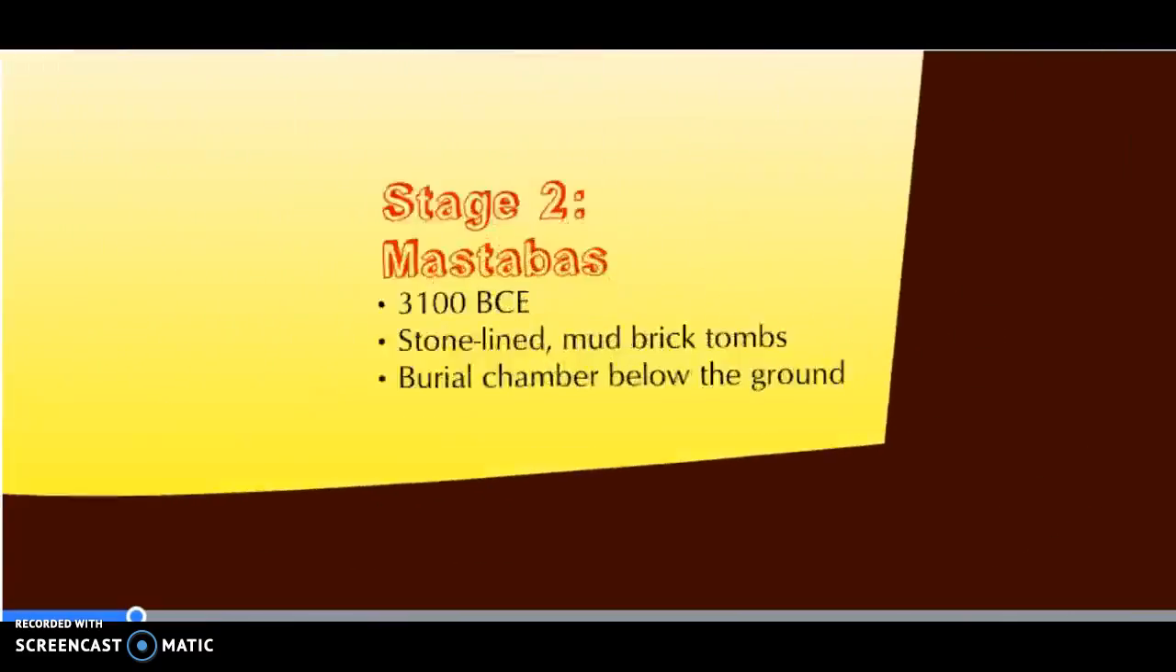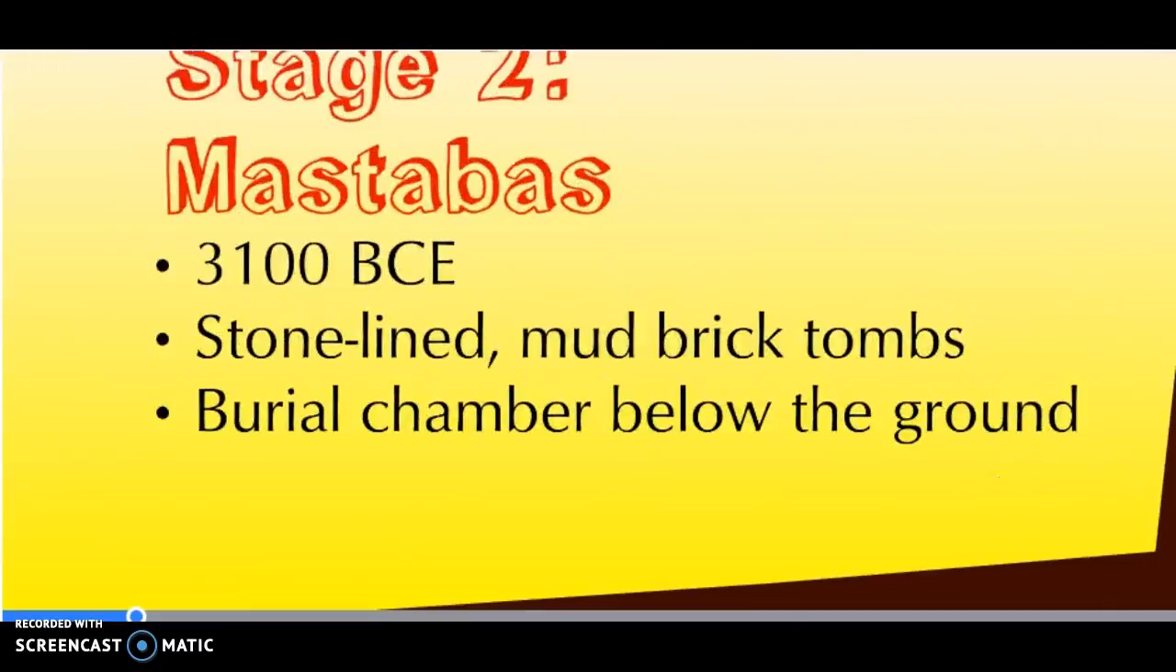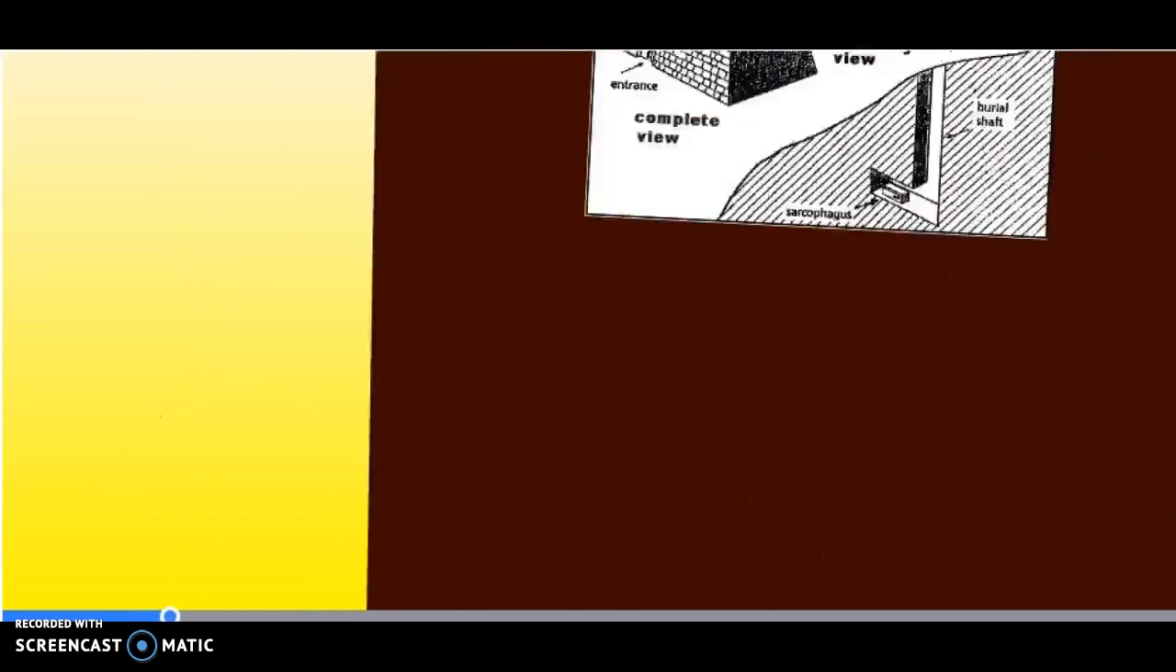The next stage in the process is mastabas. And mastabas kind of occur almost right after pits in the desert. They very soon realize like pits are not enough, we need something more. And so they start making these stone-lined mud brick tombs with burial chambers below the ground.